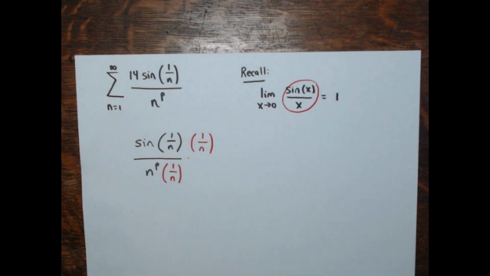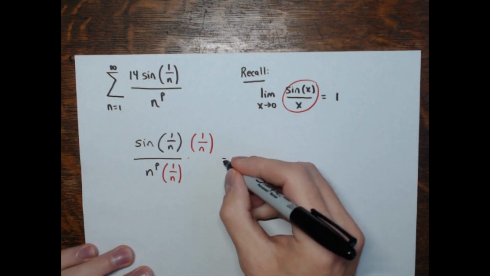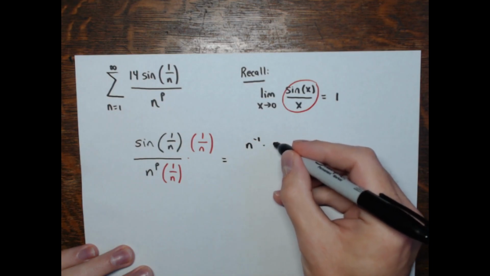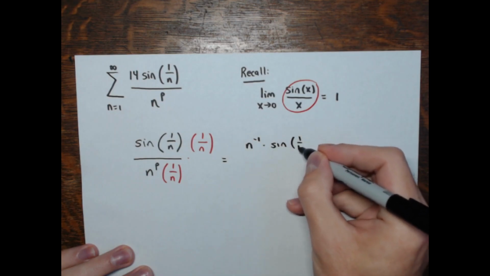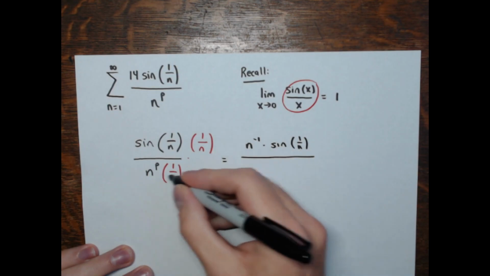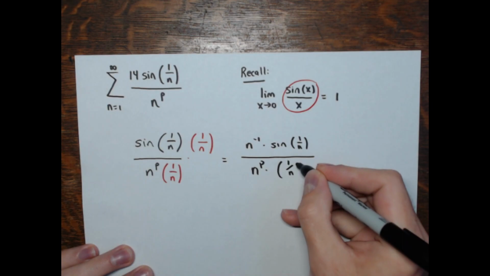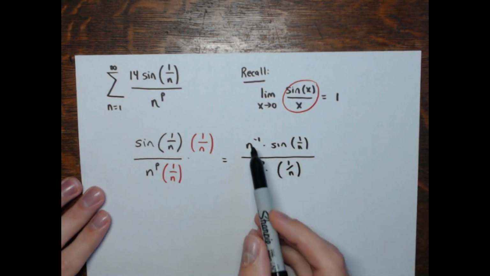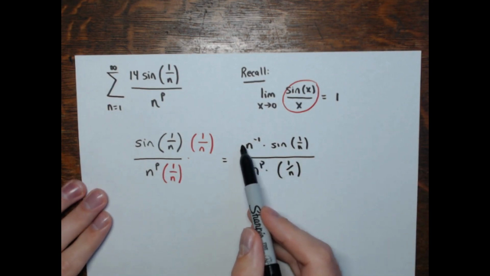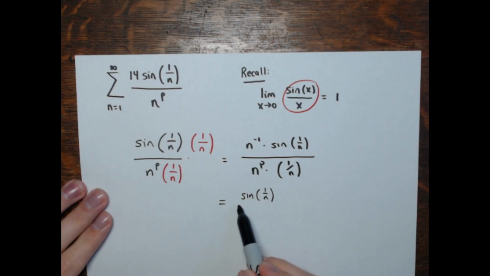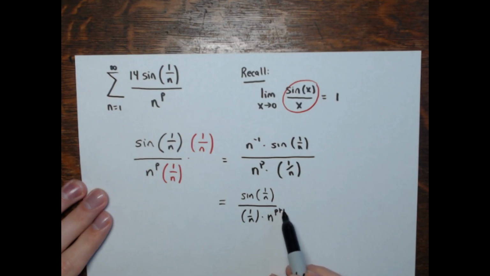Now, if I do this, 1 over n is like having n minus 1 times the sine of 1 over n, over, and then I got this n to the p factor down here times 1 over n. And n to the minus 1, again, times n times n. This is kind of like this now, where it's the sine of 1 over n over 1 over n, times n to the p plus 1.